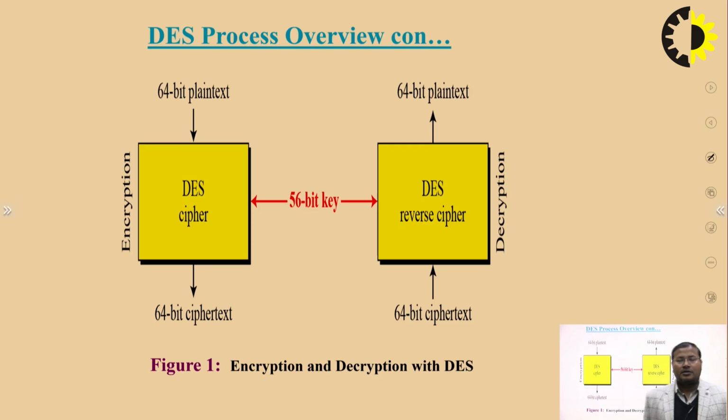This is the overview diagram, encryption and decryption with DES. Here, the DES cipher and DES reverse cipher are shown. A 56-bit key is used, with a 64-bit plain text, and then a 64-bit cipher text is obtained. Here encryption is performed, and on this side decryption is performed by the DES reverse cipher. So it is the overview of the complete DES process.